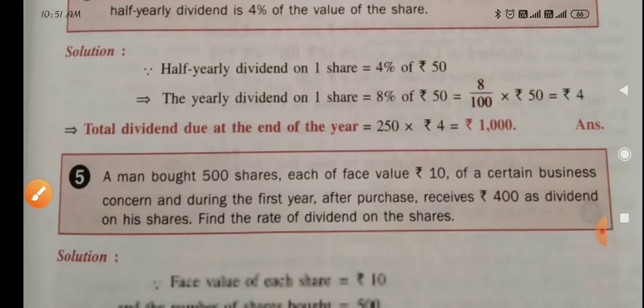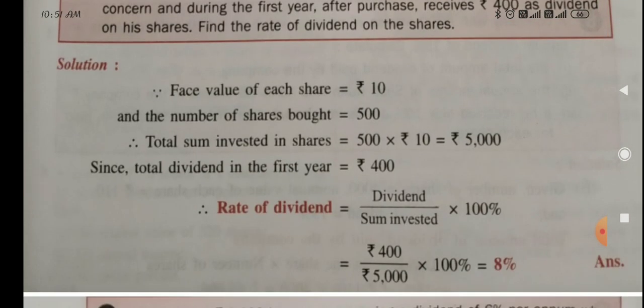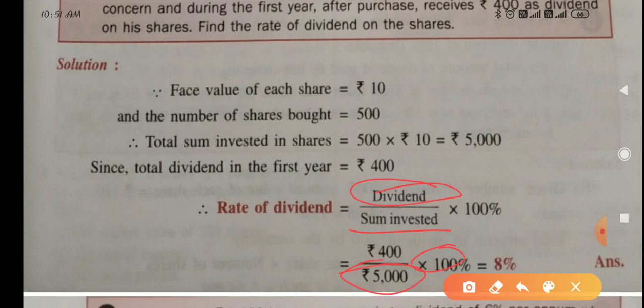Here also you are calculating on your investment, but here what you are investing is the total nominal value, because you are not giving any extra money as market value. So total dividend 400, total nominal value 5000, into 100%. 8% is the answer. By calculation, you will get 8%. So this is the rate of dividend.